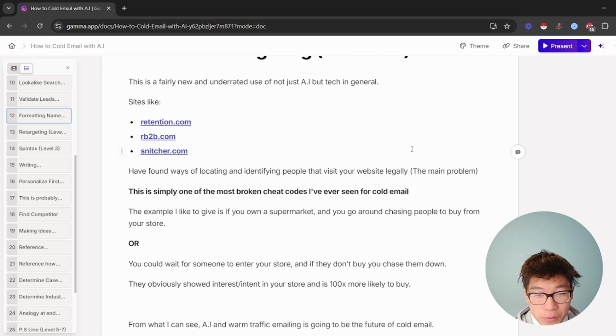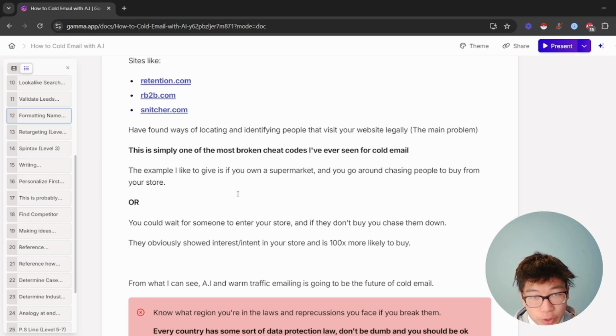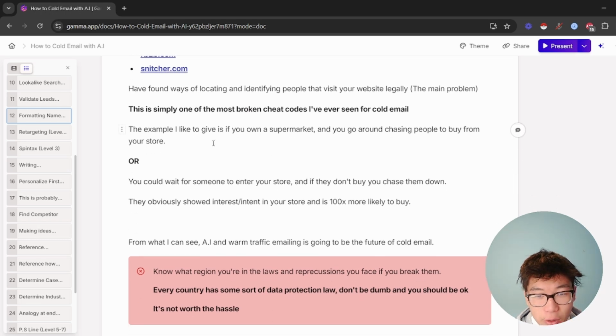This is simply one of the most broken cheat codes I've ever seen for cold email. The example I like to give is if you own a supermarket and you go around chasing people outside, saying please come into my store, that's not going to work. Or you could wait for someone to enter your store, and if they don't buy, you chase them down. They obviously showed interest and intent. They came into your store for a reason and they're like 100% more likely to buy.